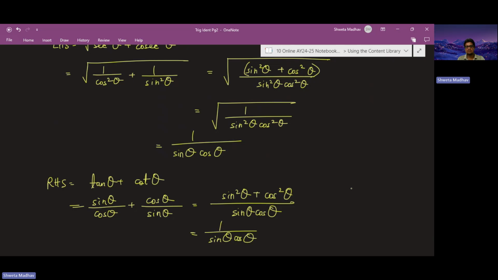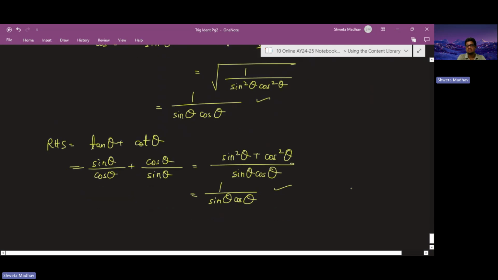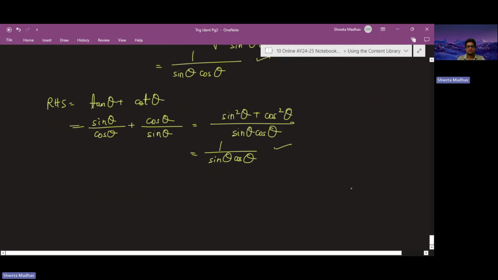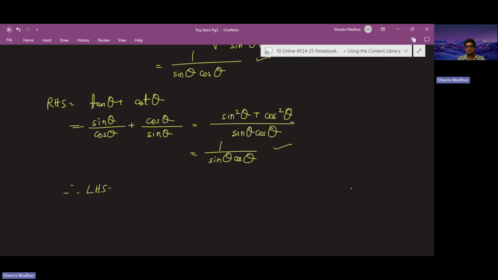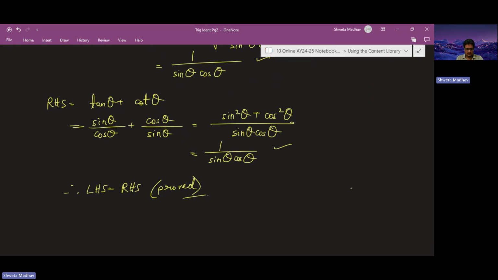So as you can see, both the left hand side and the right hand side are being simplified to the same expression, which is 1 by sin theta into cos theta. So therefore, we can say that the left hand side is equal to the right hand side. So hence proved.